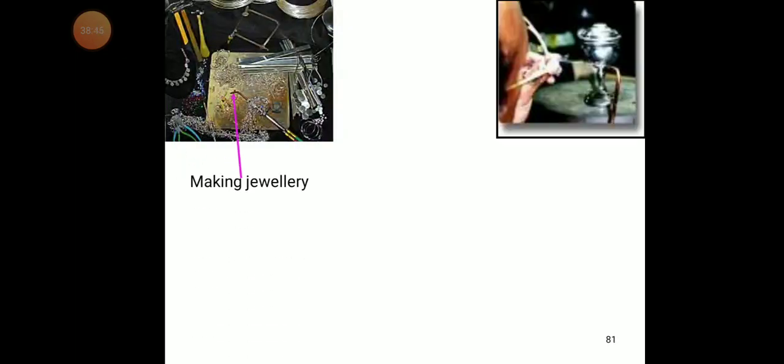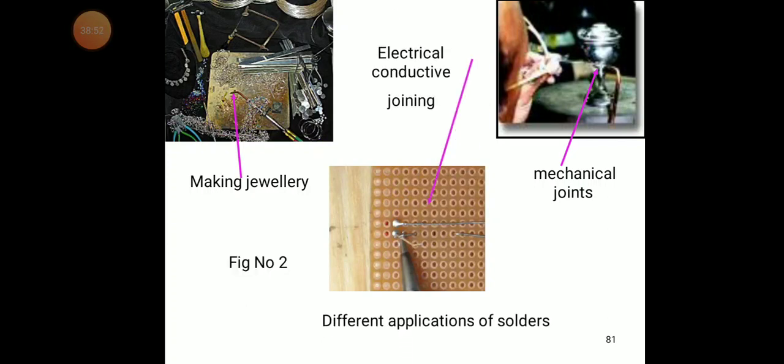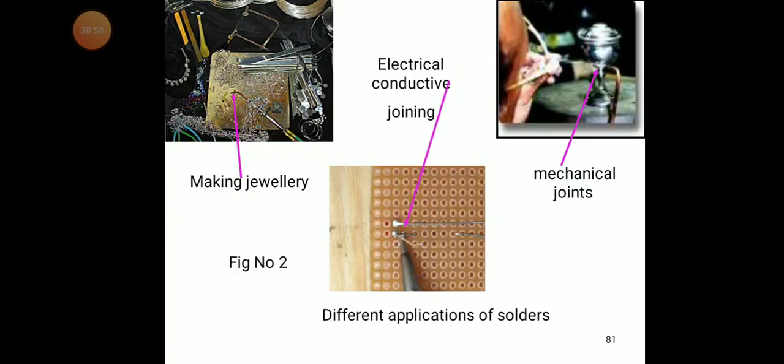Now let us see different applications of solders. You can see the figure. Making jewelry and mechanical joints are two applications, and the third one is electrically conductive joining.